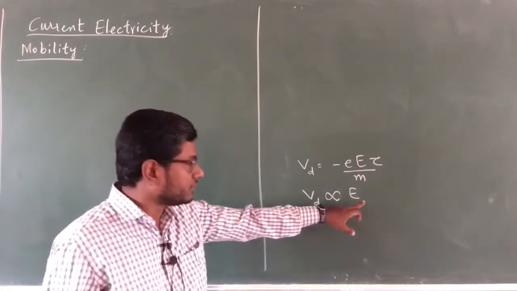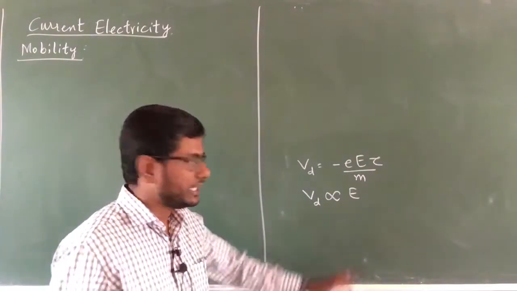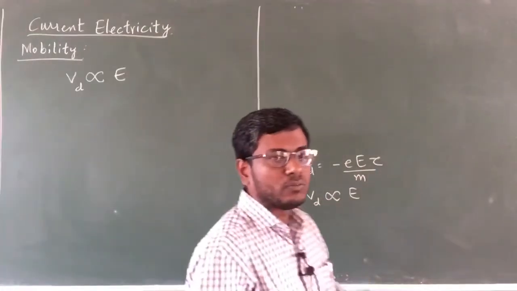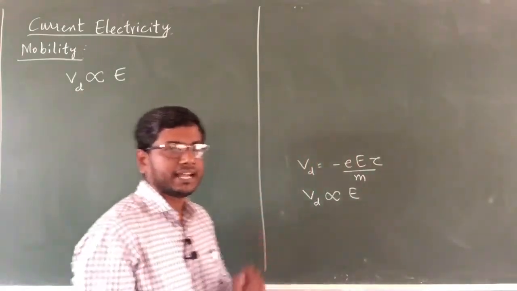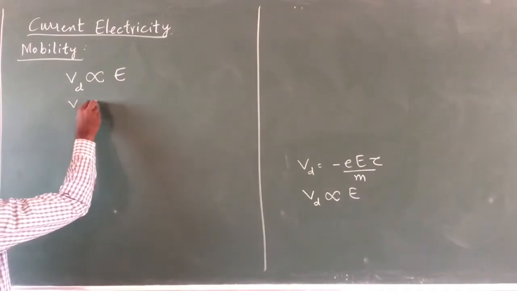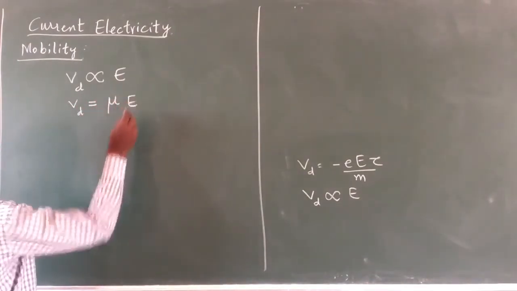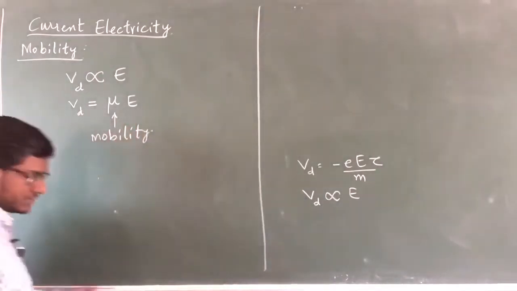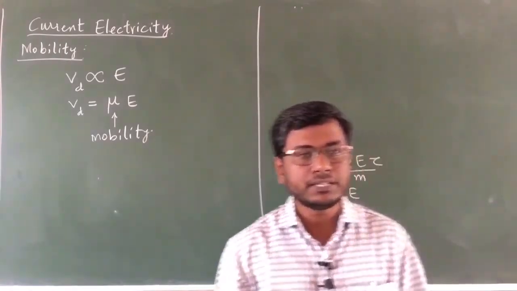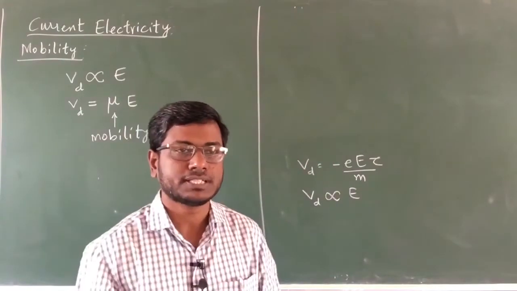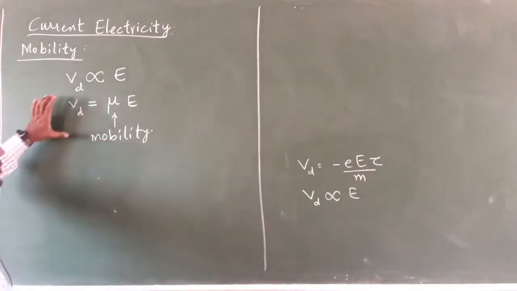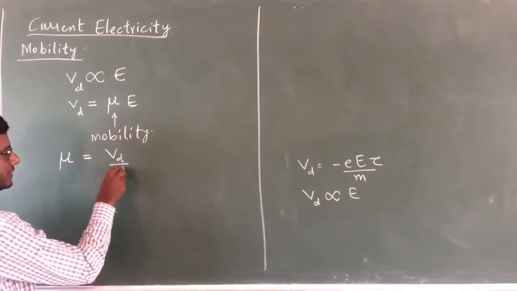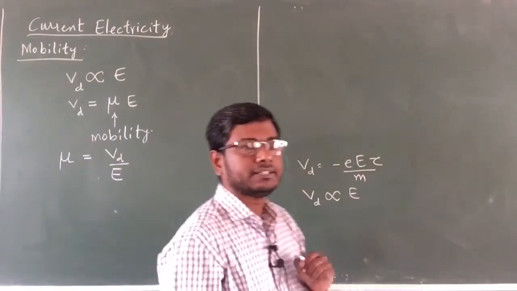If the field is strong, the drift velocity will be more. If the field is weak, the drift velocity will have a lesser value. To remove that proportionality, I have to add a constant, and in the form of an equation, I get Vd equals mu E, and this mu itself is called mobility. So, what is this constant called? It is the mobility. Mobility is the ability of the electron to acquire drift velocity when an electric field is applied. If I rearrange this equation, I write mu equal to Vd divided by E, and this itself gives the definition of mobility.